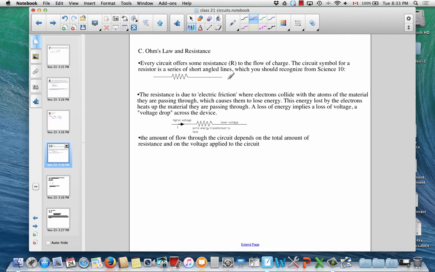Now every circuit offers some resistance to the flow of charge. This is a symbol for a resistor, and the resistance comes from the fact that as the current moves through this resistor, the electrons, which would really be going the other way, bump into things. They have collisions with atoms, and therefore they lose some of their energy, as we've seen in the momentum unit, and that gets transformed to heat. So voltage, remember, is energy per charge, and losing some energy is like losing some voltage. So you go from higher voltage to lower voltage as the charges flow through.